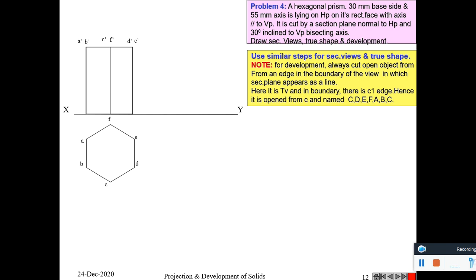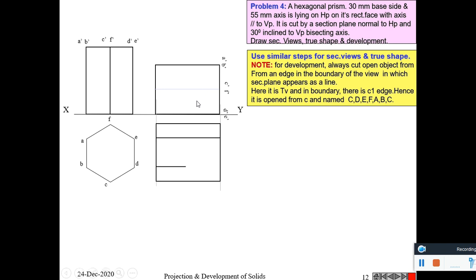Hexagonal prism of 30 millimeter base side and 50 millimeter axis is lying on HP. So draw the top view first, then its front view, and reproduce it in such a way that it is lying on HP. It is cut by a section plane normal to HP and 30-degree inclined to VP bisecting the axis. So the cutting plane should pass through the center of this axis and inclined at an angle 30 degree to VP, and it is normal to HP as well.